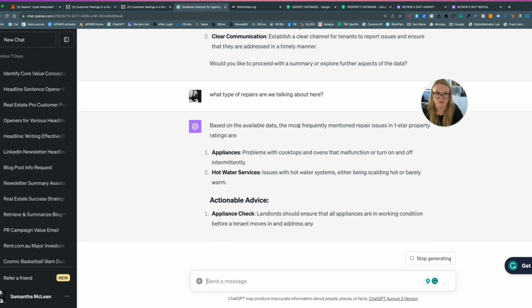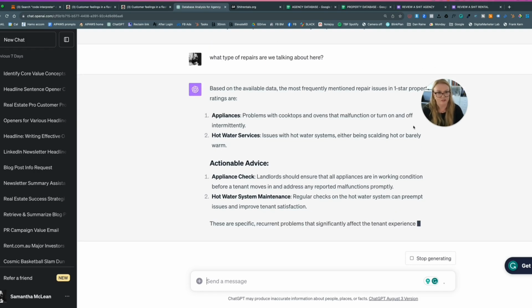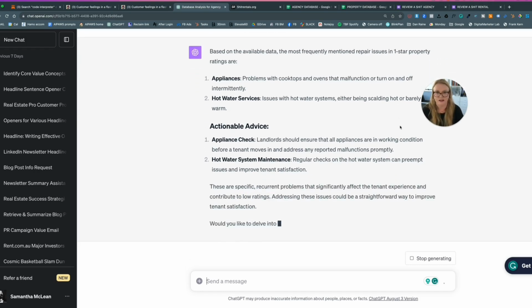But based on the available data, the most frequently mentioned repair issues in one-star property ratings are appliances, cooktops and ovens, and hot water services. So I guess we would do that. But you could go with ChatGPT and ask, what are some extra things that you could have a look at? Like, how old are the ovens in various properties, and proactively bring that stuff up with your landlords.